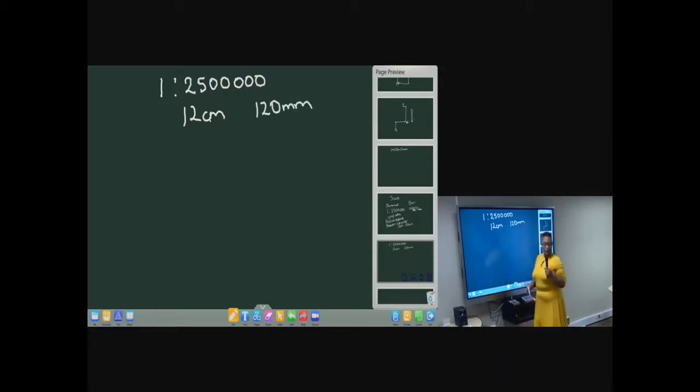What you do is you will take your measured distance and multiply it by the unit scale, the second value on your scale.